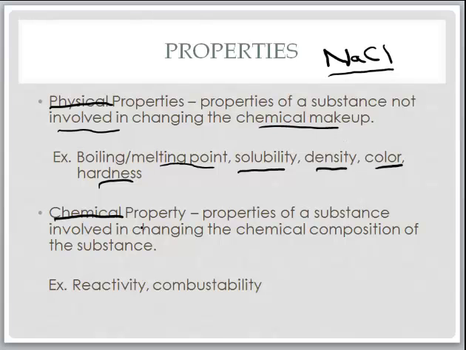In other words, all of these things are describing salt when we're not talking about changing the compound. On the other hand, when we talk about chemical properties, we talk about properties of that compound that are involved when it changes into something else. For example, what's its reactivity with something? And what's its combustibility? Does it burn? Does it react with oxygen? There are other physical and chemical properties, but these are the ones that we'll deal with the most. In fact, with physical properties, we'll deal with boiling point and melting point, solubility and density the most, and with chemical properties, reactivity is the main one, and then we'll also talk a bit about combustibility.